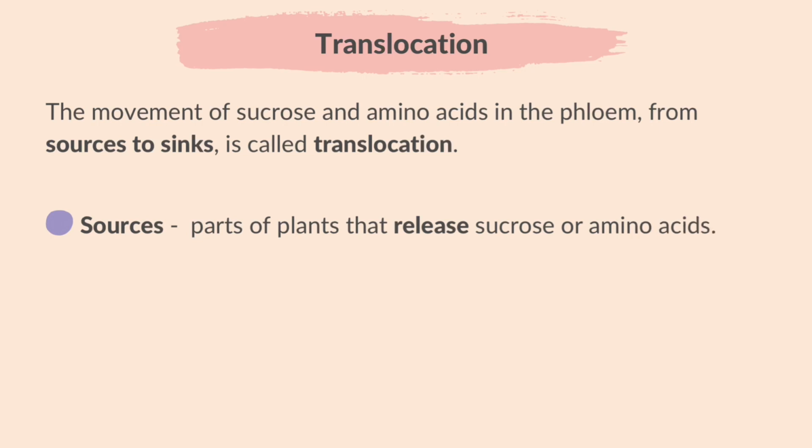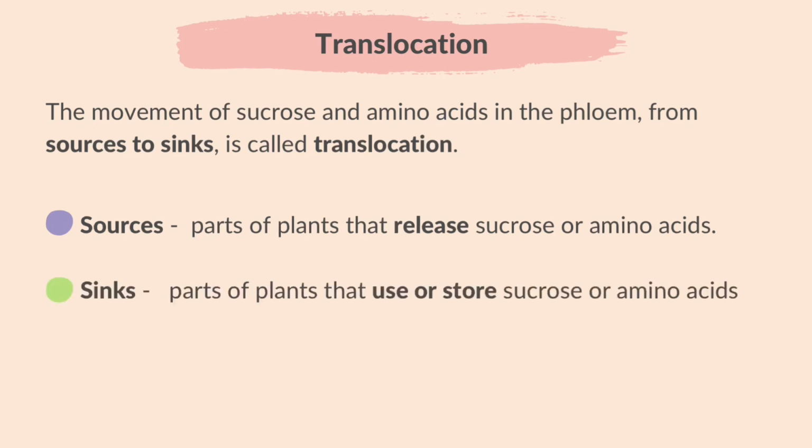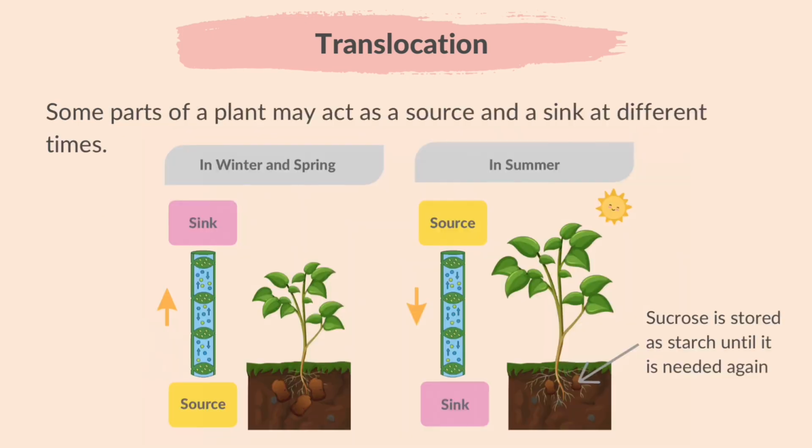So what are sources? They are parts of plants that release sucrose or amino acids. And what are sinks? They are parts of plants that use or store sucrose or amino acids. So we can say the transport of sucrose and amino acids in the phloem from regions of production to regions of storage or use is called translocation. Some parts of a plant may act as a source and a sink at different times.